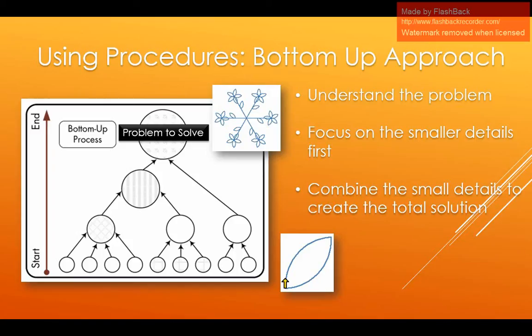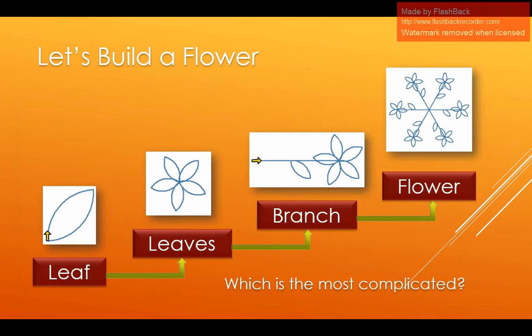And in this case we're going to draw this rather complicated looking snowflakey type flower, and we're going to start off with a simple element called the petal or the leaf, I think. So if we look at the different components, we have a leaf, which is a simple two-sided shape. We've got leaves, which is 5 of the leaves, and we've got a branch, which is 1 leaf plus leaves plus a stem, and then we've got the total flower, which is 6 branches.